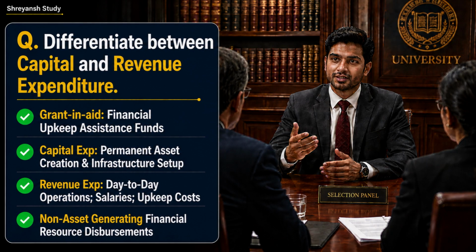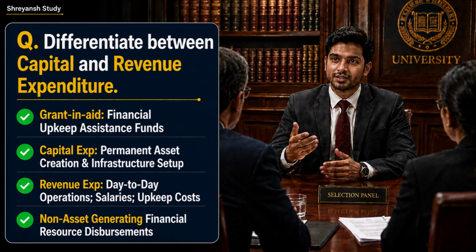What is a grant and aid? Clearly differentiate between capital expenditure, asset creation, and revenue expenditure, operational recurring costs. Sir, grant and aid is financial assistance given by the government to autonomous bodies or universities to meet operational or development costs. Capital expenditure: spending that results in the creation of permanent physical or non-financial assets, for example, constructing a library building, purchasing lab equipment, or setting up IT networks.